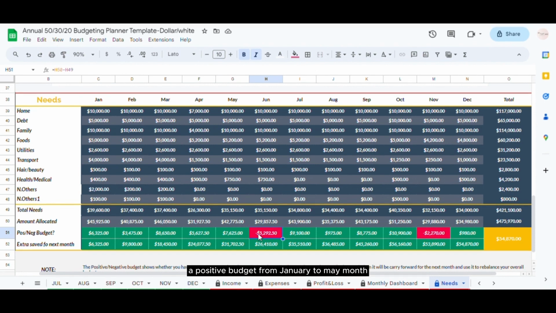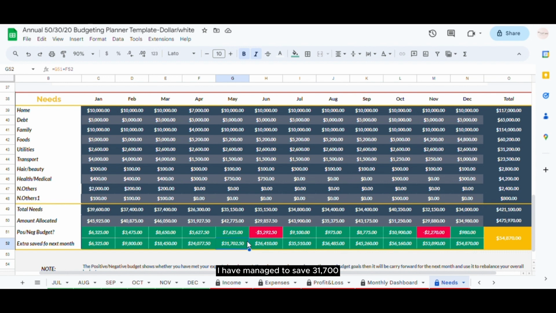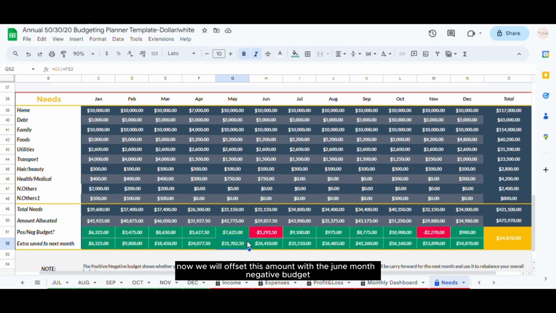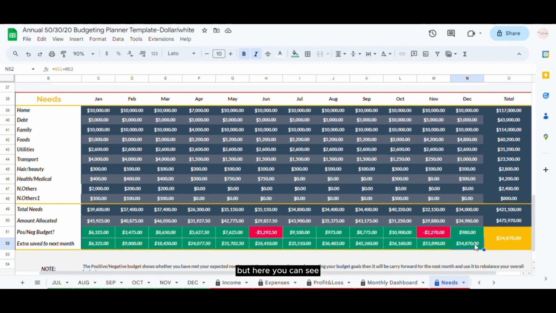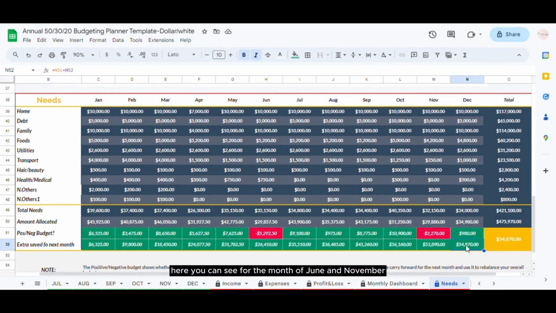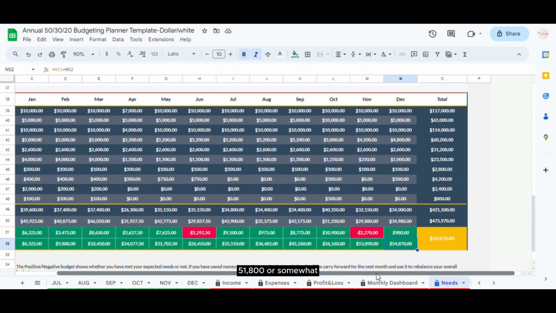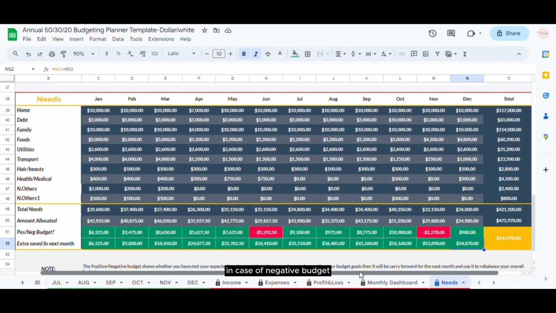Since I was in a positive budget from January to May month, I have managed to save 31,700 of extra budget. Now we will offset this amount with a June month negative budget and I will end up with yearly positive budget. Here you can see I have offsetted for a June month and November. Here you can see for the month of June and November, I was in a negative budget. Remaining 10 months, I was in a positive budget. And overall, I ended up in a positive budget. 51,800 was saved for future in case of negative budget.